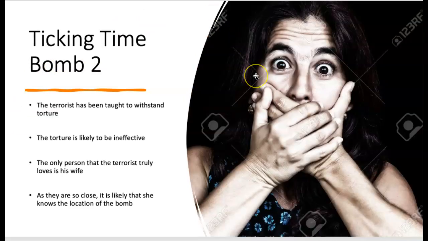Now, this is the worst one of all, and if you don't want to do it, I understand that perfectly, but this is where it gets really complicated. In ticking time bomb scenario 2, the terrorist has been taught to withstand torture. He has done all kinds of training. So the torture is likely to be ineffective. However, he does absolutely adore his wife. And as they are very close, it is highly likely that she will know the location of the bomb. So once again, the scenario this time is to ask the students, in order to save those millions of lives, can I torture the wife?